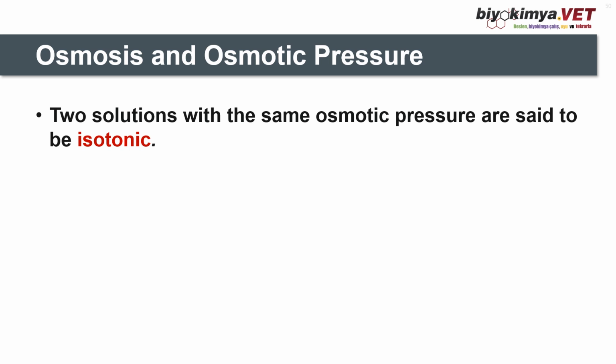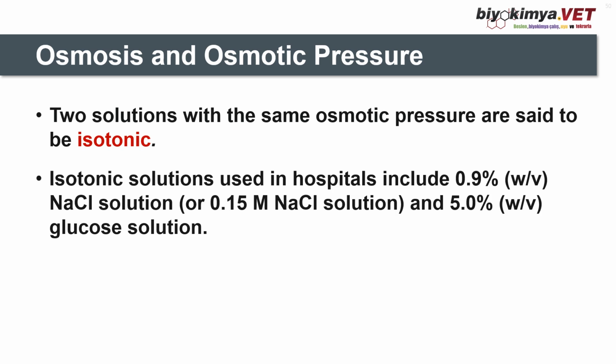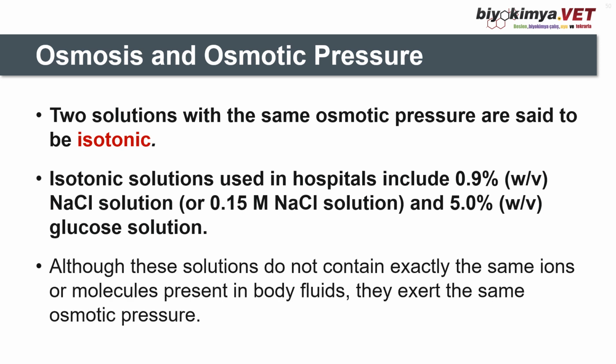Solutions with the same osmotic pressure are said to be isotonic. Isotonic solutions used in hospitals include 0.9% sodium chloride solution, or 0.15 molar sodium chloride solution, and 5.0% glucose solution. All of these solutions do not contain exactly the same ions or molecules present in the body fluids. They exert the same osmotic pressure. And this is so critical.